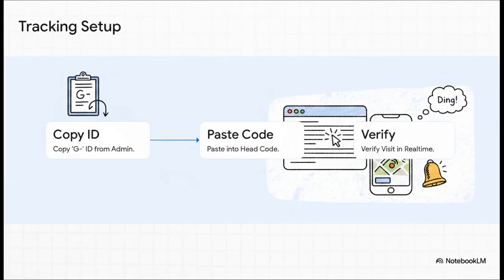Let's break this down into a friendly, non-threatening, three-step recipe. Copy the ID, paste it in, and then, my favorite part, verify it. Just open your website on your phone and then check the real-time report in Google Analytics. Within about 5 minutes, you should see one active user pop up on the map. Ding! Your digital doorbell works.